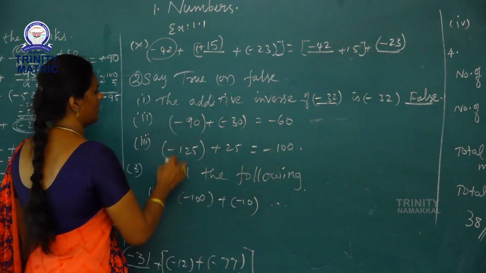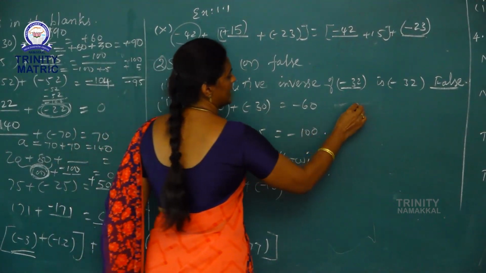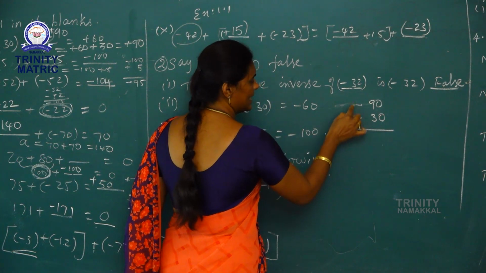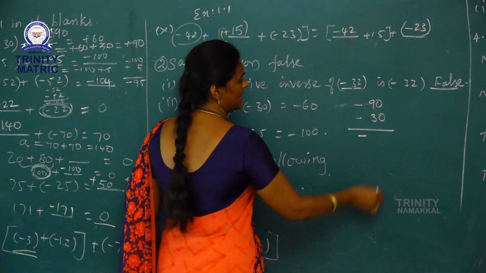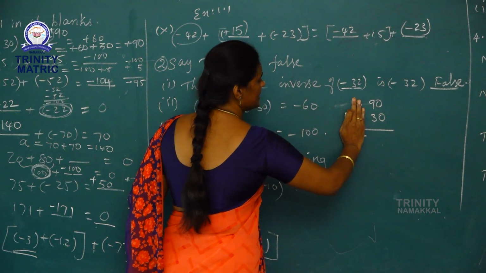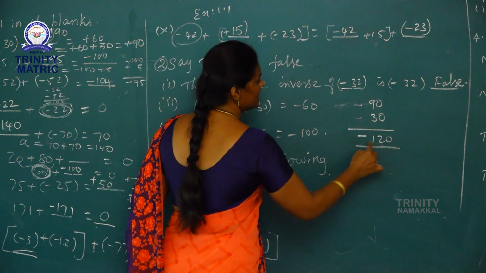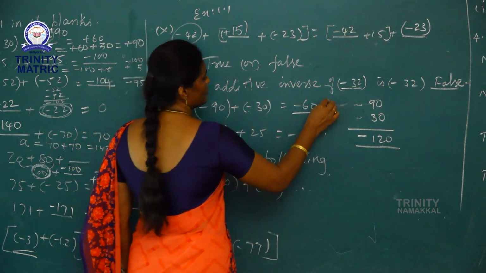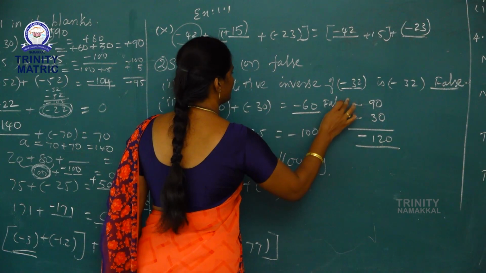See here, minus 90 plus of minus 30. We add these two integers. See here the signs are same. So put the same sign in the answer. Now leave the sign. Now we add these integers. 90 plus 30 is 120. So the answer is minus 120. But in that question given minus 60. So this also false.